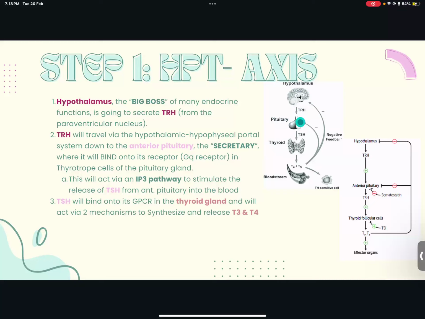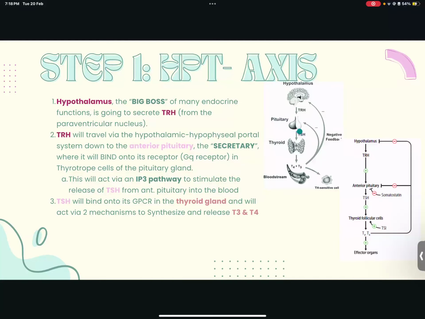pituitary gland. So the hypothalamus is going to secrete TRH. TRH is going to stimulate the pituitary gland when it binds onto its receptor, which is a Gq receptor. Again, you don't really have to know this, but it's just there for the sake of completion. It's going to bind onto its receptor, and then it's going to stimulate the pituitary gland to release TSH from the anterior pituitary all the way into the blood.